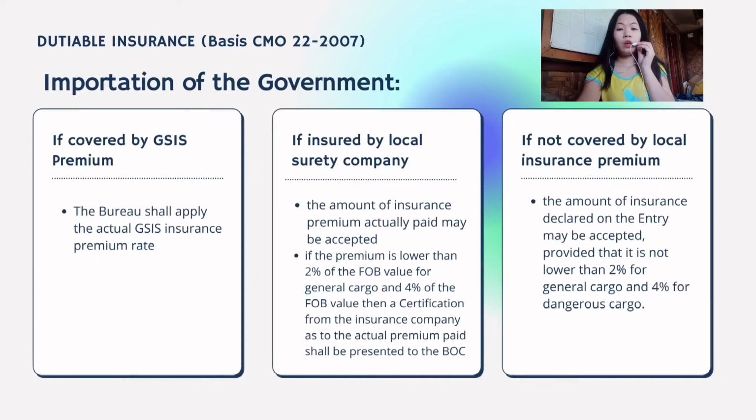Next is, if not covered by local insurance premium, the amount of insurance declared on the entry may be accepted, provided that it is not lower than 2% for general cargo and 4% for dangerous cargo. So, if dili siya covered by local insurance premium, dapat ang iyang insurance ani dili siya mo lower than 2% for general cargo and 4% for dangerous cargo.